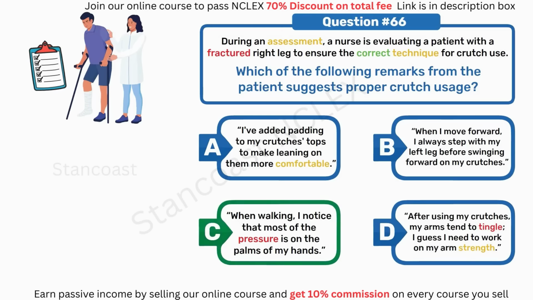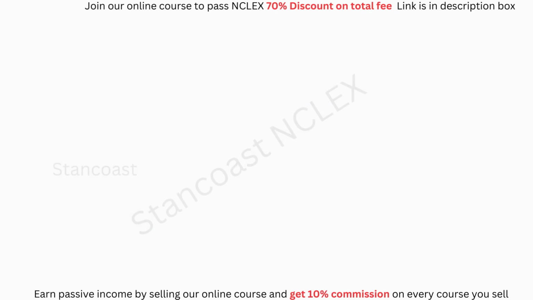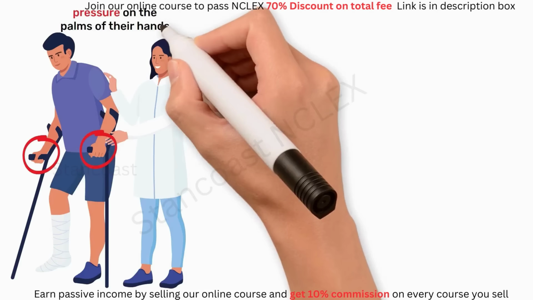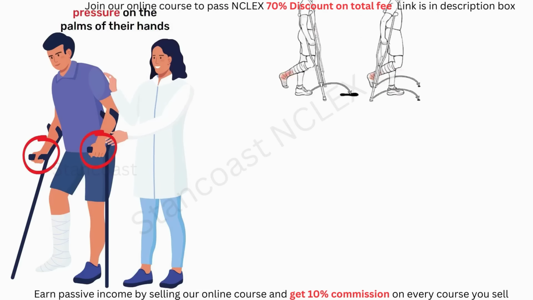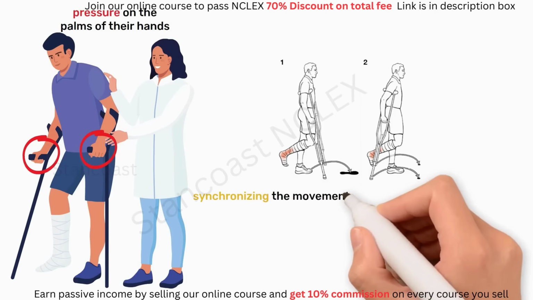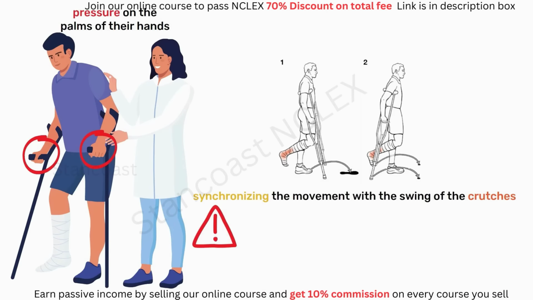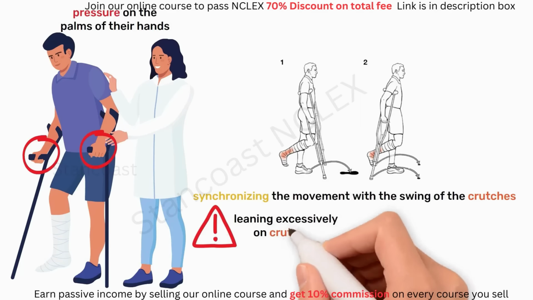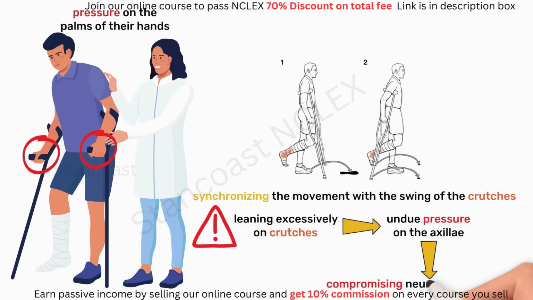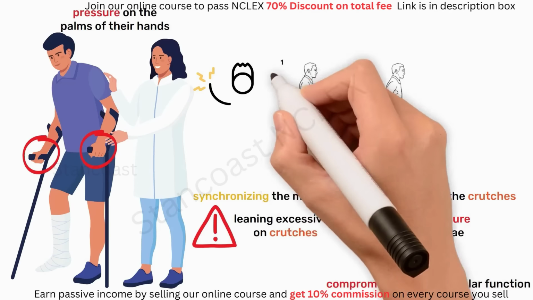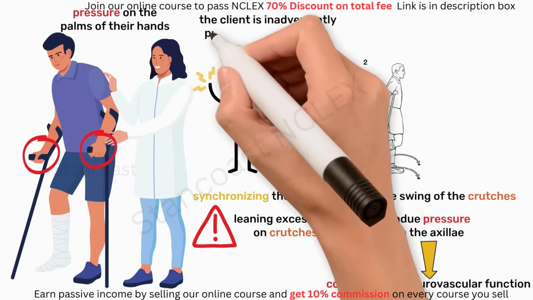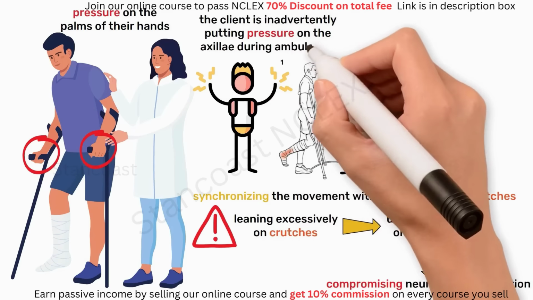Here, the correct option is C. When using crutches, it's expected for the user to experience pressure on the palms of their hands. Ideally, the client should move the affected leg, in this case the right one, forward, synchronizing the movement with the swing of the crutches. It's important to note that leaning excessively on crutches can exert undue pressure on the axillae, potentially compromising neurovascular function. Tingling sensations in the arms after crutch use may indicate the client is inadvertently putting pressure on the axillae during ambulation.